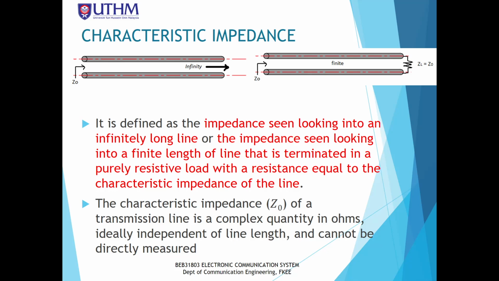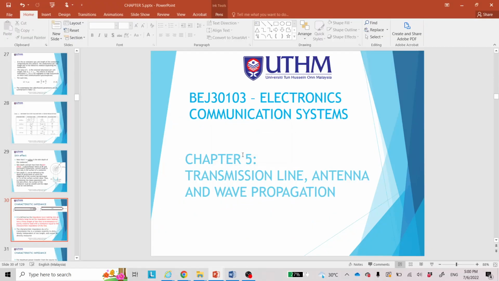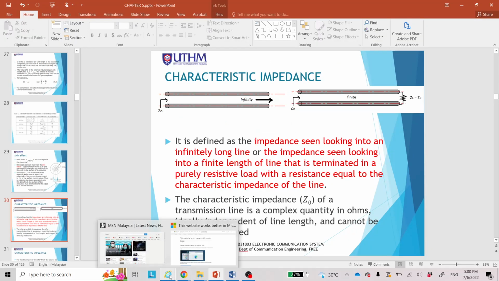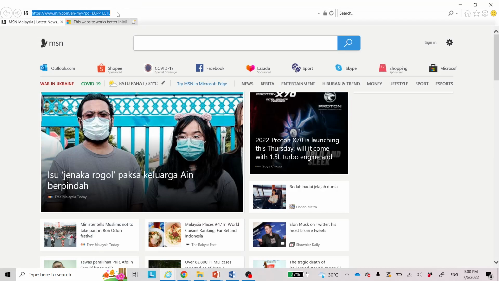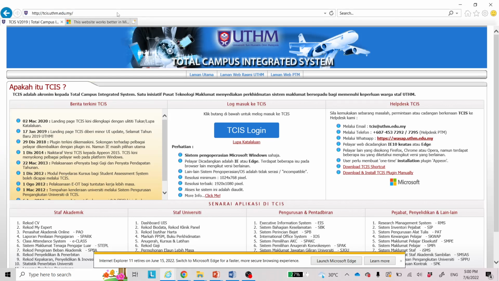Then the next parameter is characteristic impedance, which I will explain next week. We're going to stop here. So you can open your QR code reader to take the attendance.